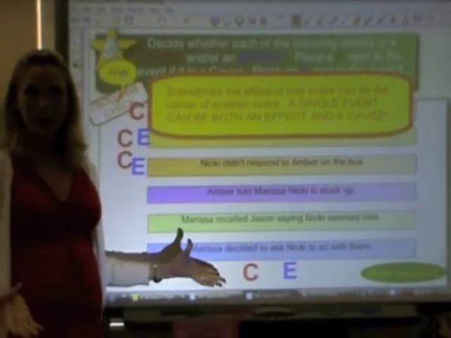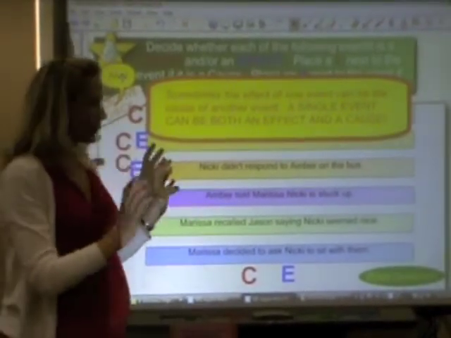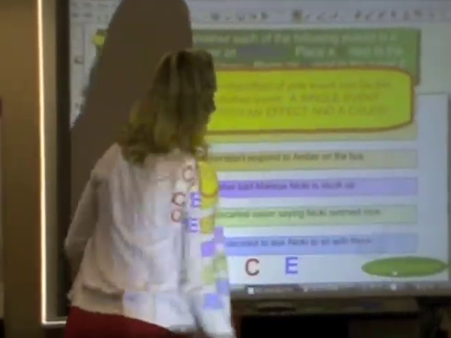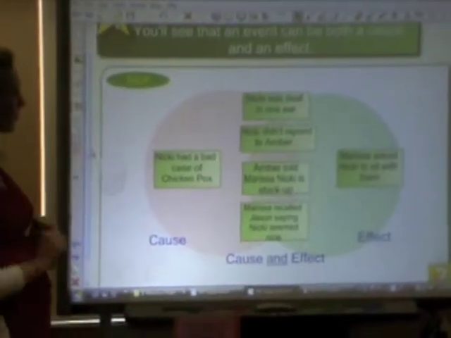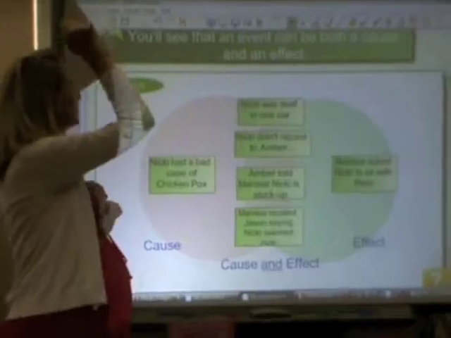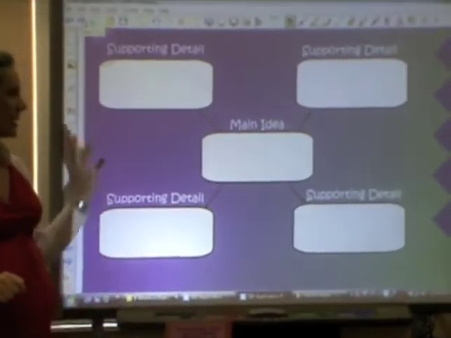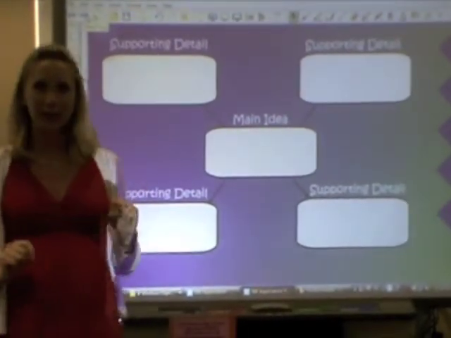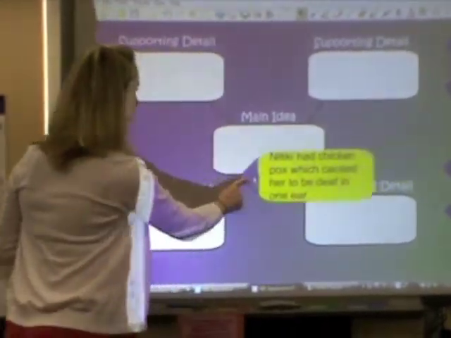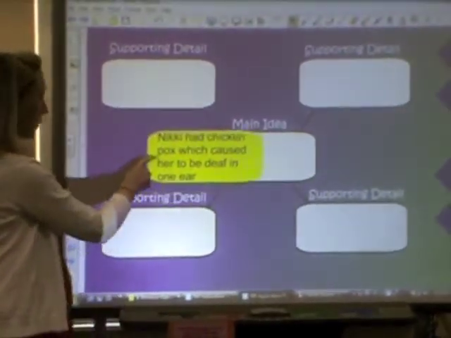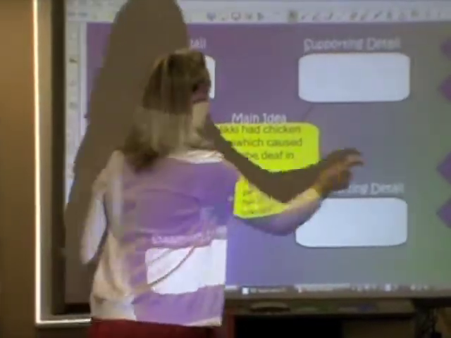Another way that we chose to look at this was through a Venn diagram. And to conclude this lesson, we had a main idea and supporting details graphic organizer, and students would pull the event to its appropriate box, depending on whether it's a main idea or a supporting detail.